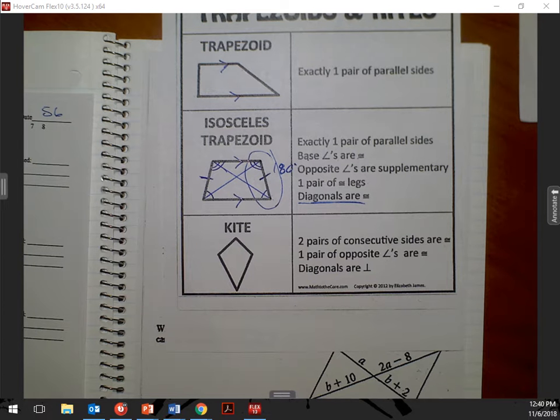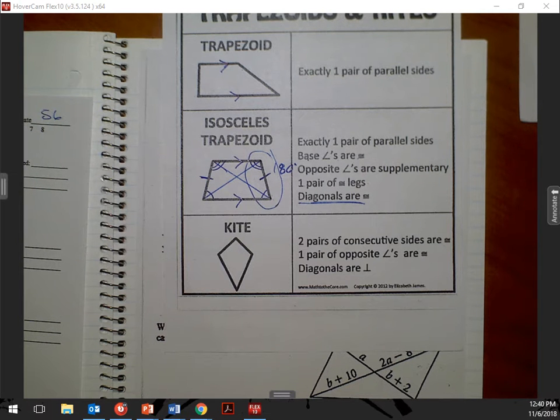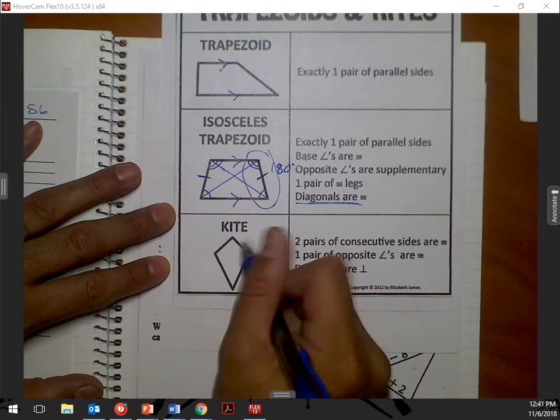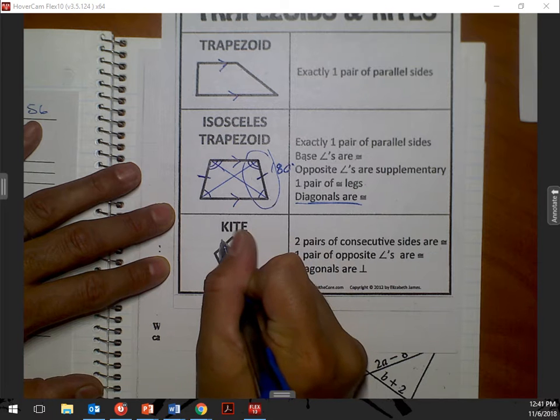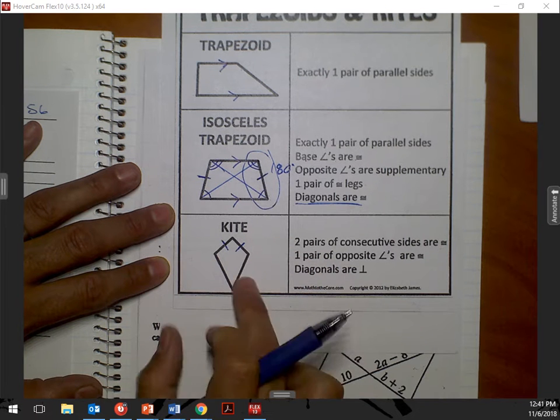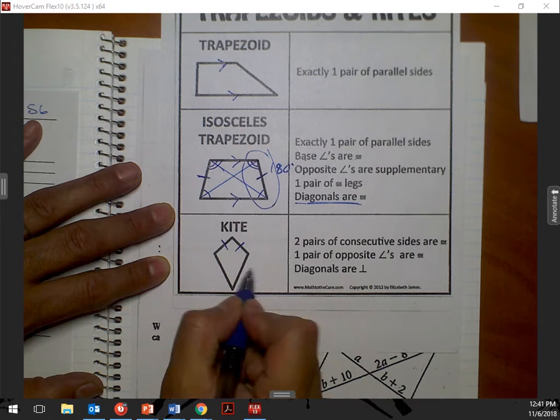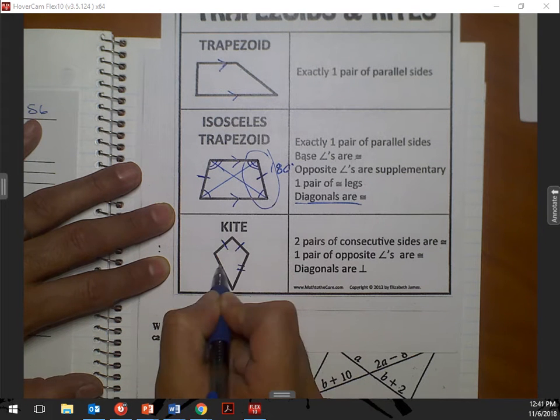Alright, the next one says 2 pairs of consecutive sides are congruent. Now, consecutive means, take a guess at it. Next to each other. So consecutive is going to be next to each other. So which ones do you think are going to be congruent here? The top two, so I'm going to go here and here, right? And the bottom two. So am I going to put one tick mark here? No. Two, because they're going to be congruent to each other, but not to the top.